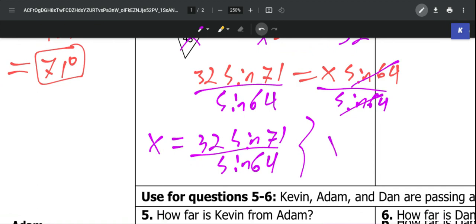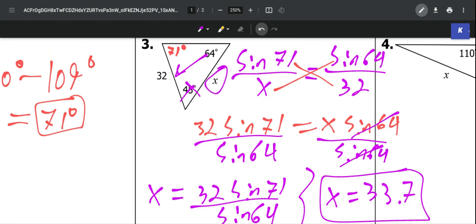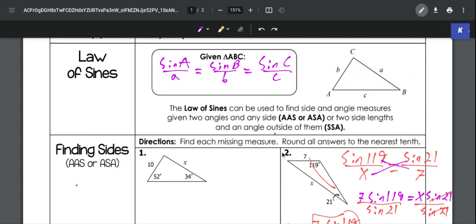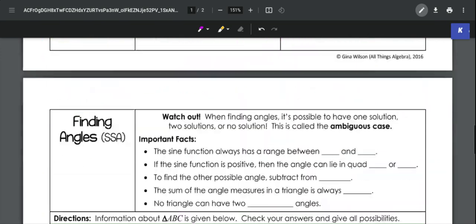Then after you plug this into your calculator, x will be equal to 33.7, I think. Let me make sure. Yeah. So we're saying that side x here is equal to 33.7. So that's how you apply your law of sines. Now, I'm going to show you another part of this. This first part was dealing with angle, side, angle. Now we're going to look at side, side, angle, which is a little tricky.